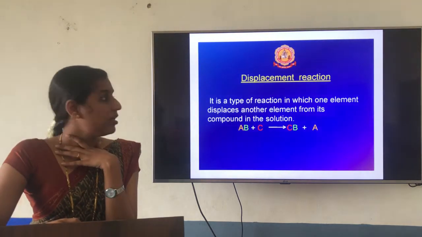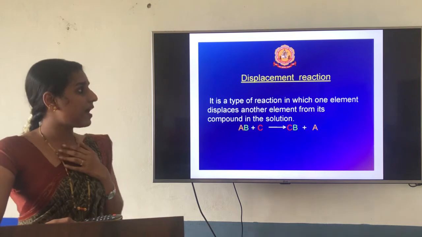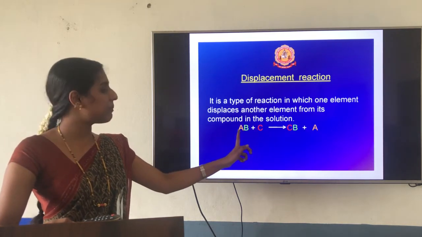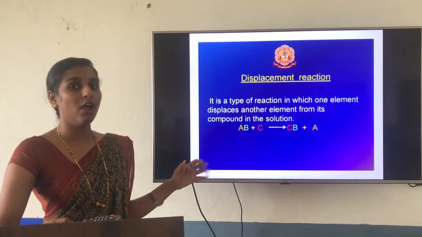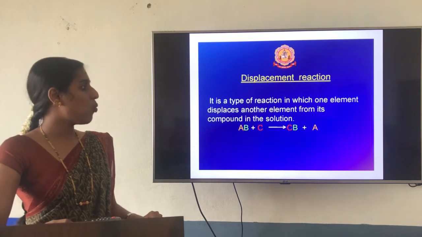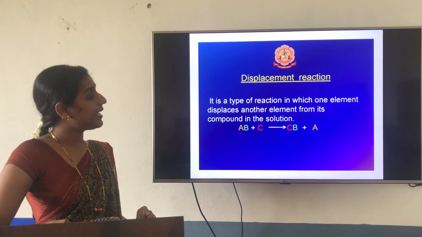Next we will go on to displacement. So what is meant by displacement? As the name indicates, here you are going to displace something. The placement of one element will be exchanged. It is a type of reaction in which one element displaces another element from its compound in the solution.